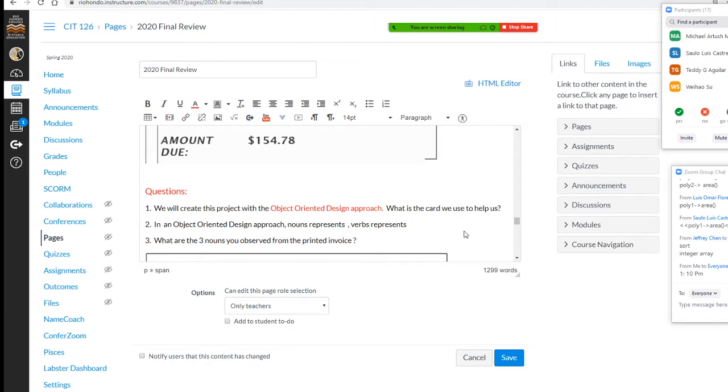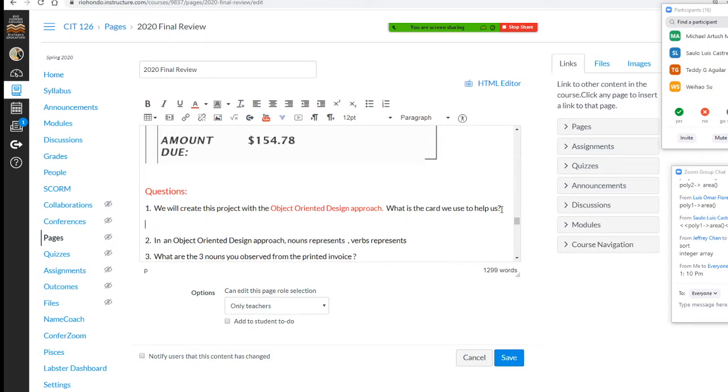In the object-oriented design approach, we normally write it down first. We use some card to help us. Can anyone tell me what that card's called? Anyone? Anyone?